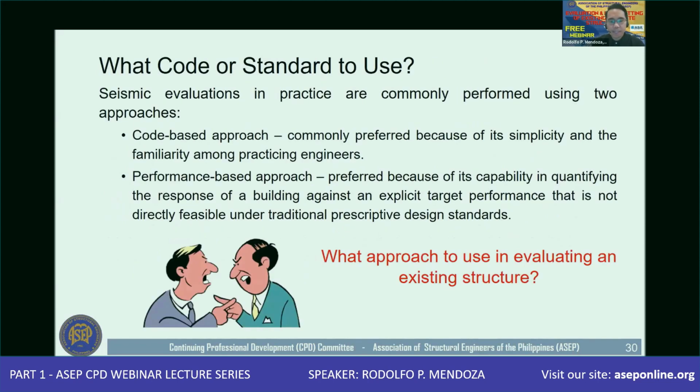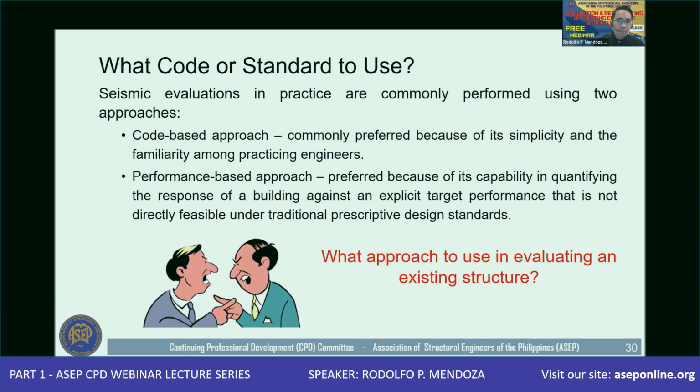Now, again, the natural question among structural engineers is what code or standard to use. I would say that there are two groups of engineers that are somehow debating on this one. There's what we call code-based approaches and what we call performance-based approaches. Now, the code-based approach in evaluating an existing structure is commonly preferred because of its simplicity and, of course, our familiarity in using a code-based procedure to evaluate an existing structure.